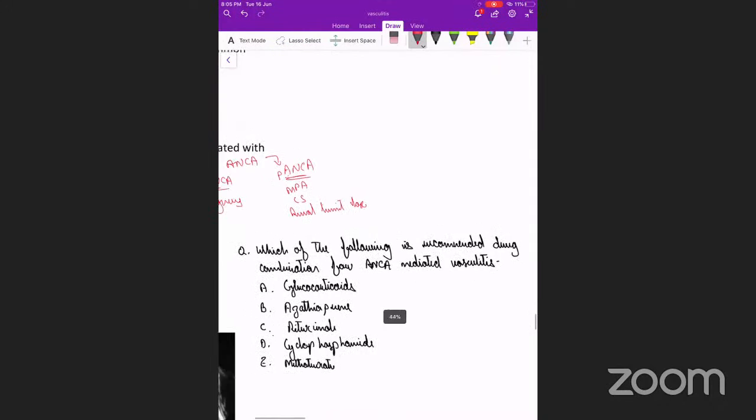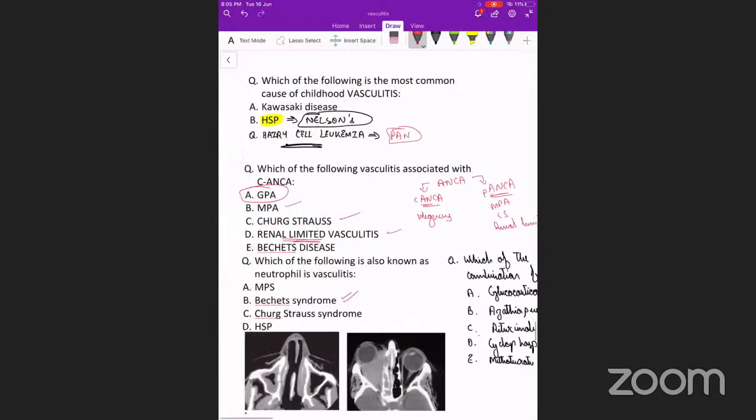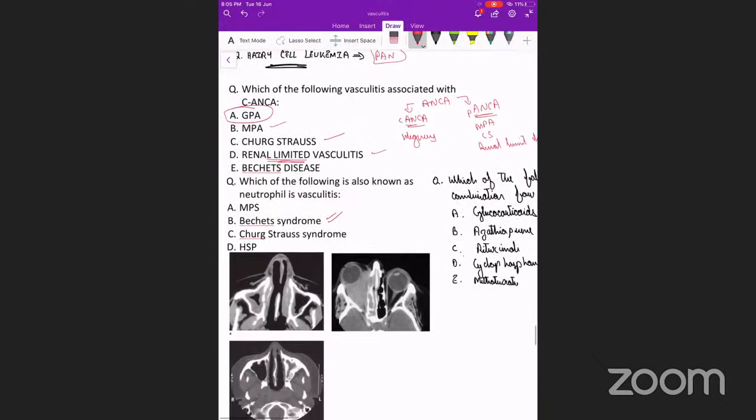So now let's see this. Which of the following is the recommended drug combination for ANCA-mediated vasculitis? Again, PGI type. This we have done in the class. Yes, very good. It is A and D, glucocorticoids along with cyclophosphamide is given. So let's look into a few images.